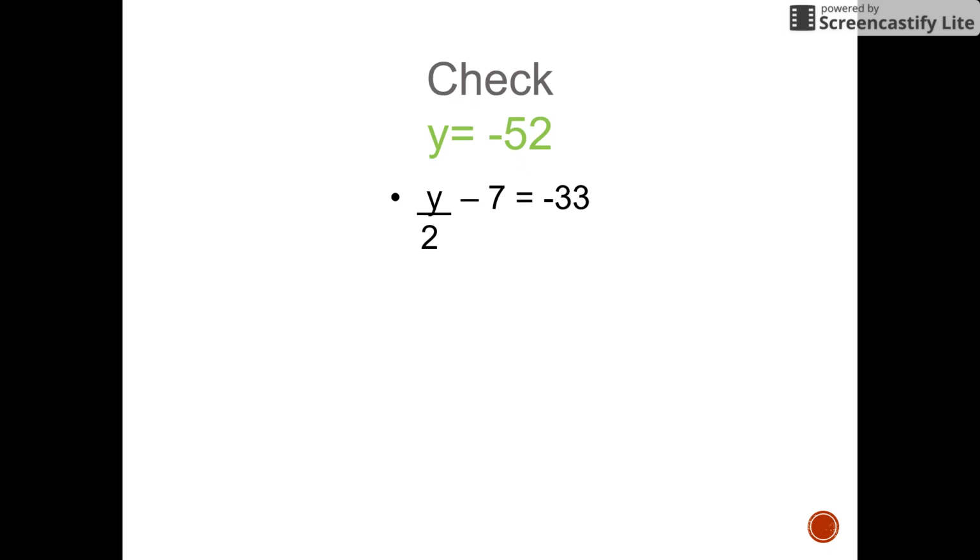So we're going to plug in negative 52 for y, and negative 52 divided by positive 2 is negative 26. So now I get negative 26 minus 7 is equal to negative 33. Now we're going to check the left and the right side to make sure that they are actually equal to one another, and they are. So negative 33 is equal to negative 33, and my answer is correct.